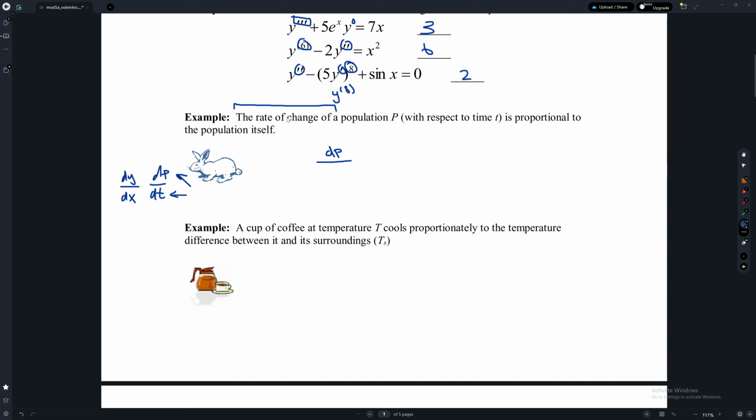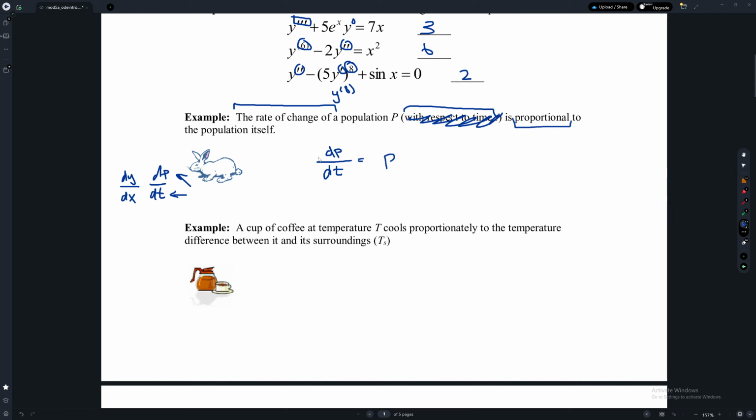So the rate of change of a population, with respect, well, it tells you with respect to time. But even if it didn't tell you this, the rate of change of the population changes over time. So literally, population over time. And so the language itself, it tells you the answer. And when it says proportional, this is the same thing as saying equals to. If you even search up what proportional means in English, you'll find out it means something equal to something. And so it's equal to the population itself.